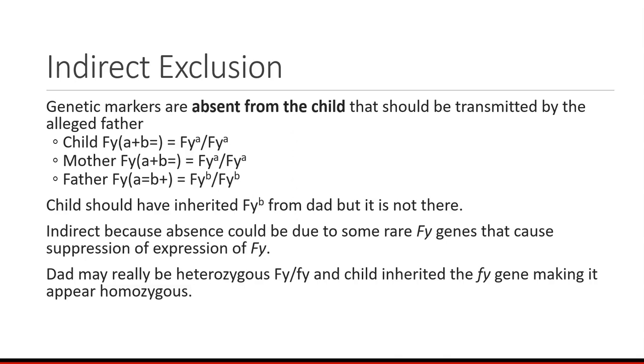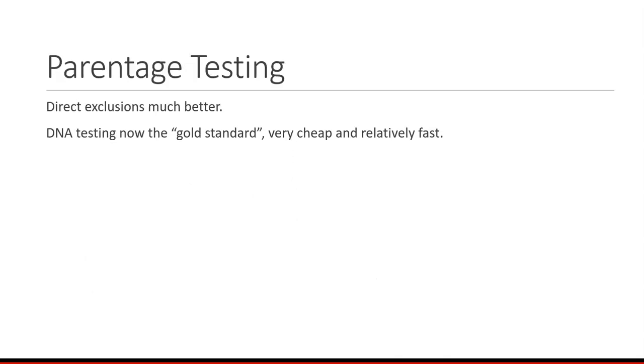Nowadays, we go ahead and do genetic testing, DNA testing, but the concept is still the same. There's direct and indirect exclusions. In parentage or paternity testing, a direct exclusion is much, much better than an indirect. Nowadays, DNA testing is the gold standard. It's very cheap and relatively fast. And there used to be billboards everywhere, "Who's my daddy?" And you could meet together and get tested to determine the paternity of the child.